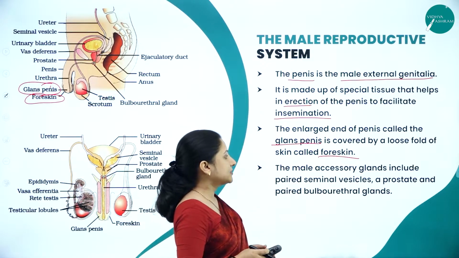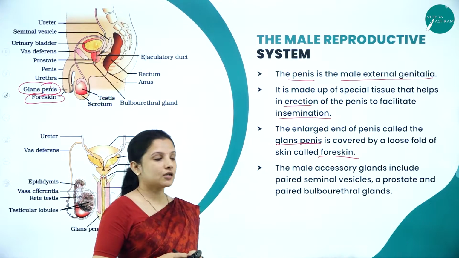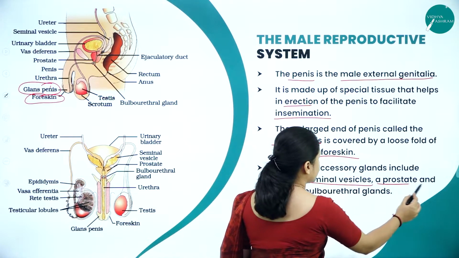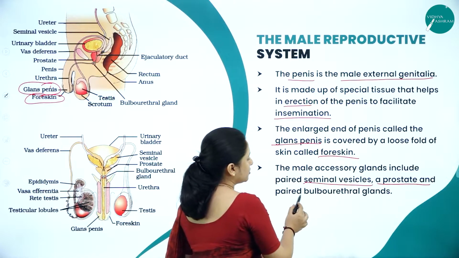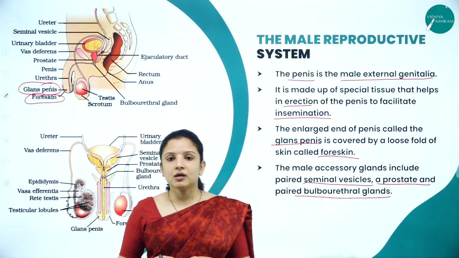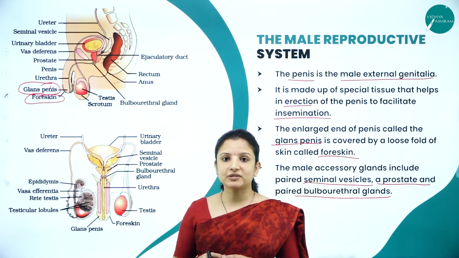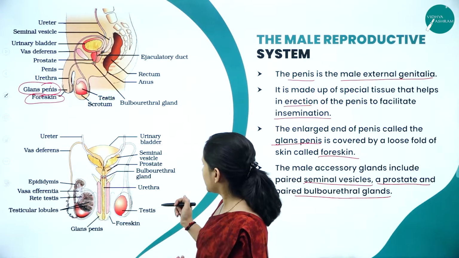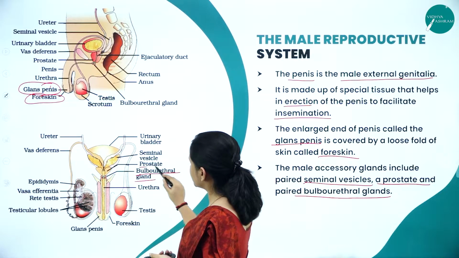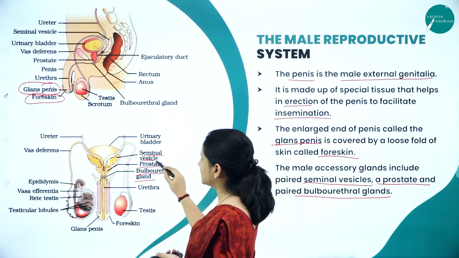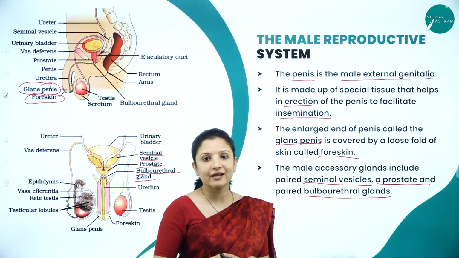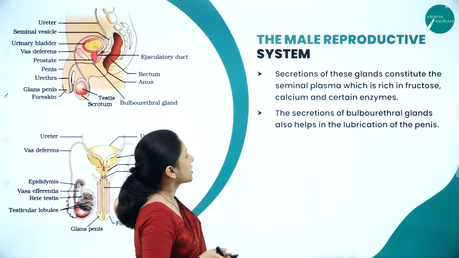The male accessory glands include the paired seminal vesicles, the prostate gland, and the paired bulbourethral glands. So apart from the other accessory glands that we studied, the accessory ducts also include the bulbourethral gland, the prostate, the seminal vesicle and all that. So this is about the structure of the male reproductive system.